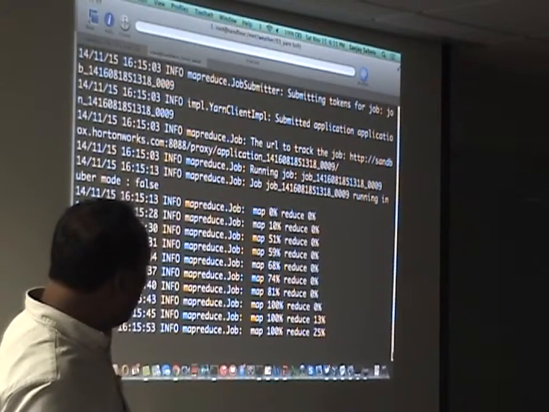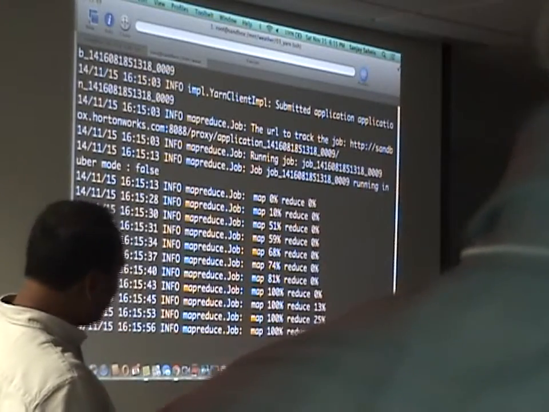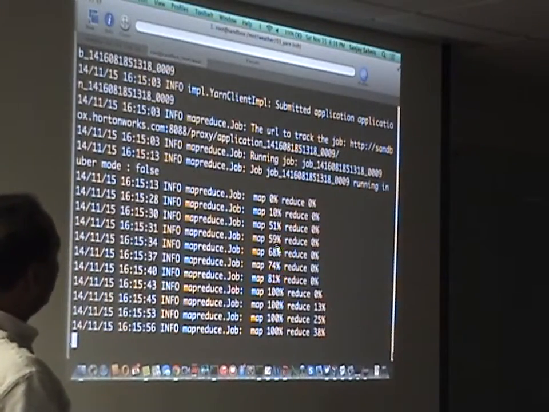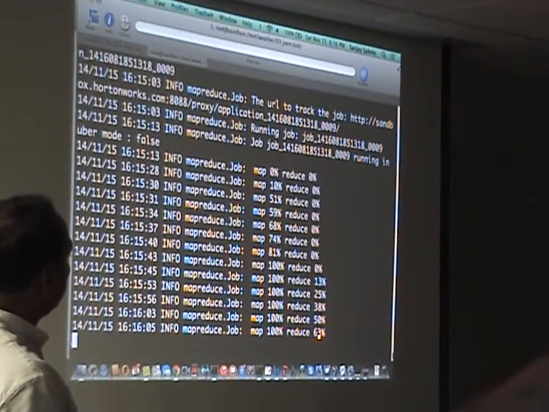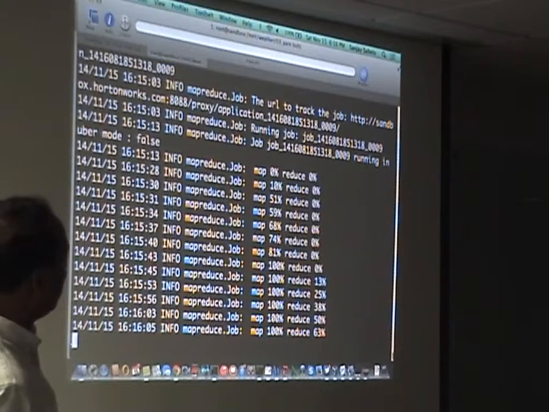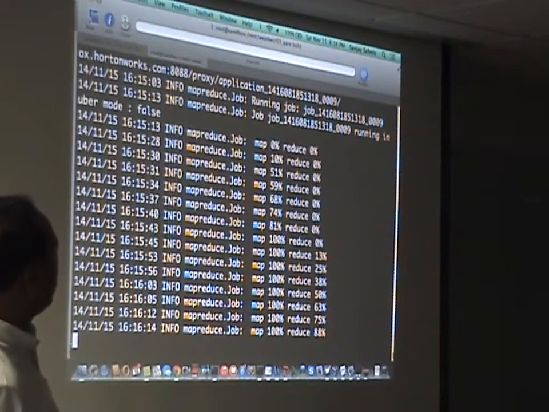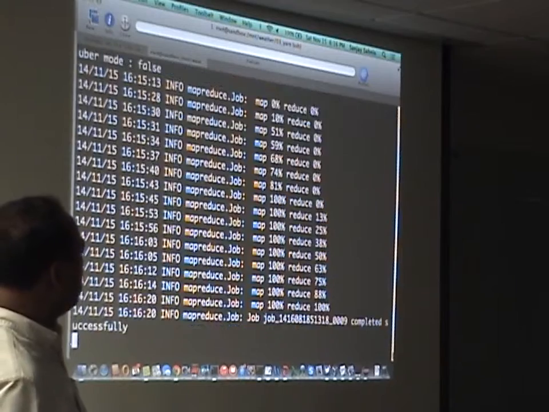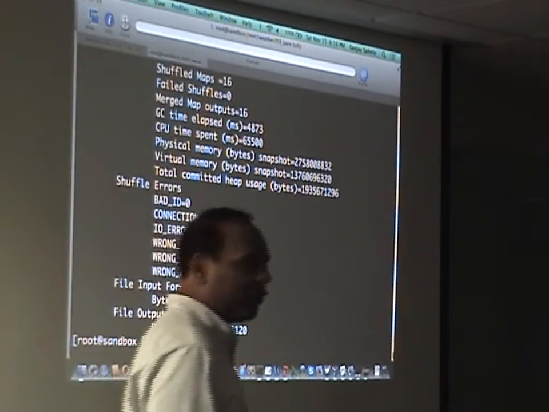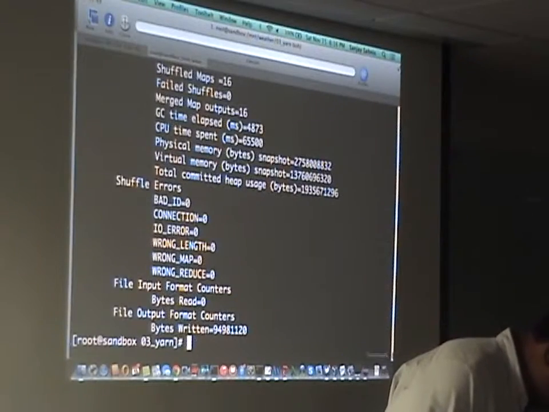So I think the job is almost done. Look at the number of producers here. Just have a faster system. The number of producers should be done. Much faster. Yeah, just one reduce.